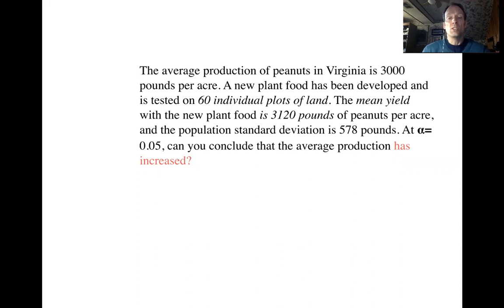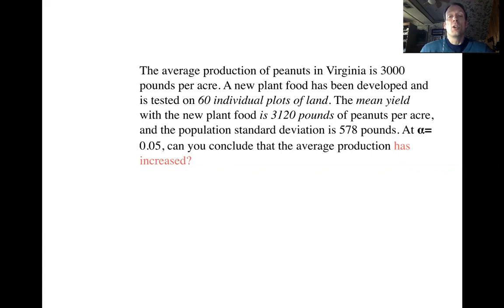Okay, in this video, it seems that there is an inventor. They've made a new kind of fertilizer for peanut farming. And they happen to know that if you're a peanut farmer, your average yield is going to be about 3,000 pounds per acre. When they invent the fertilizer, then that means it has to beat 3,000 pounds per acre for it to sell. So what they do is they go out and they test the fertilizer on 60 individual plots of land, or 60 farms.